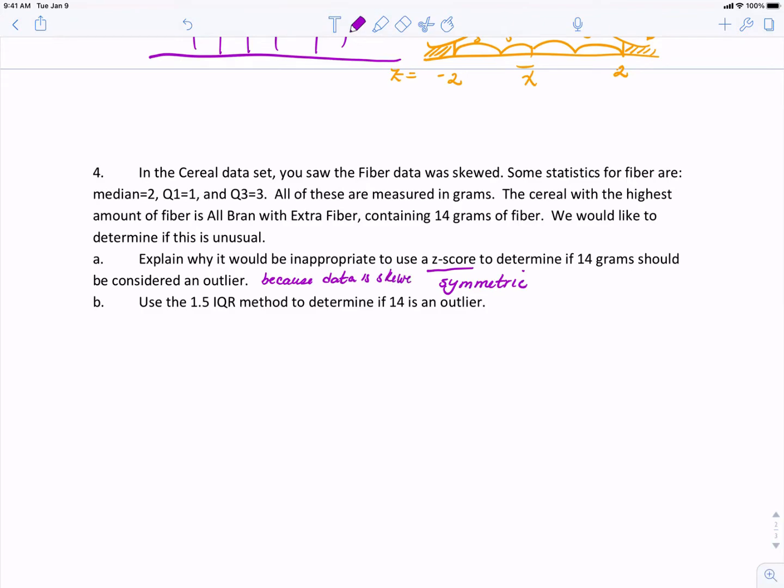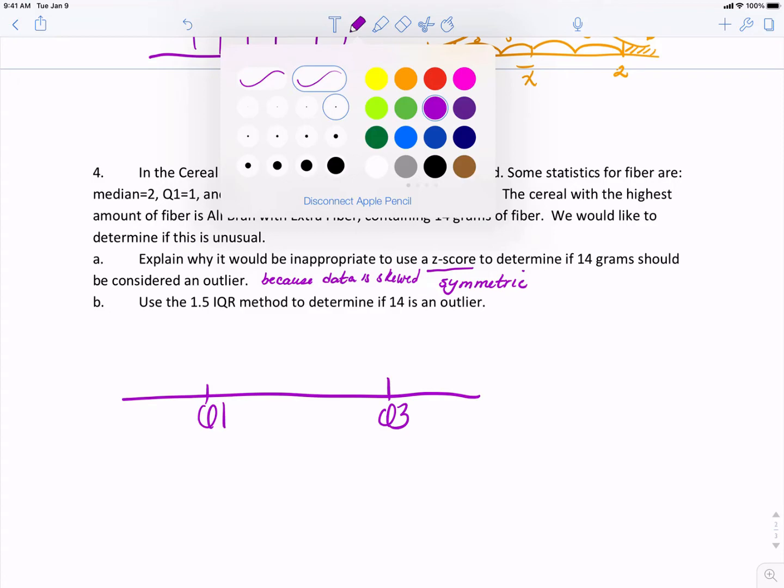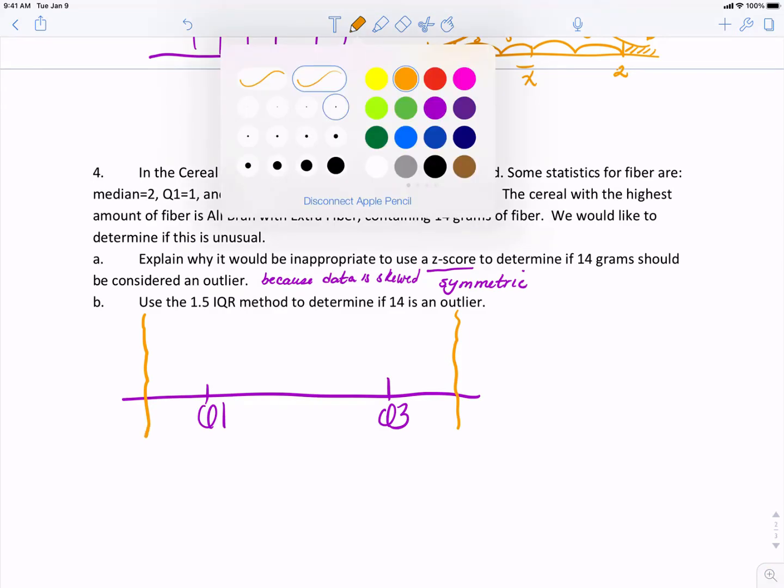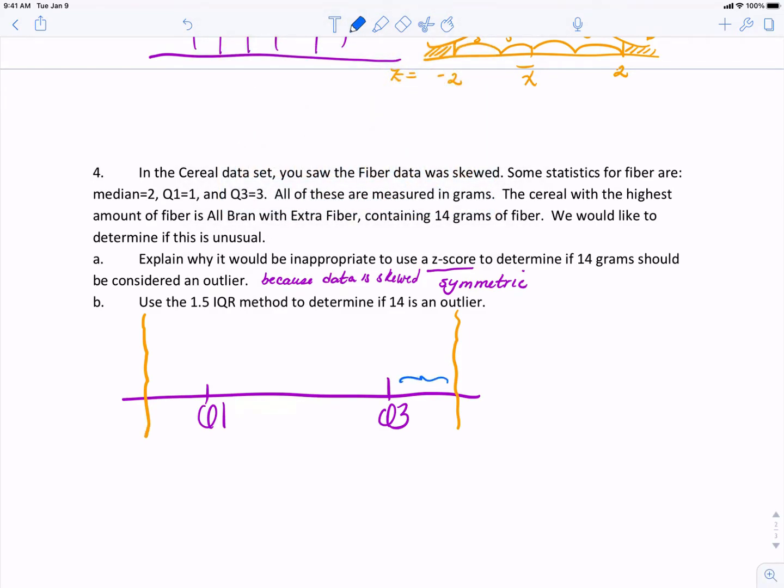So instead, we use a method called the 1.5 IQR method, and I always draw a picture of this, okay? So here's the idea. Here's Q3, our third quartile. Here's Q1, our first quartile. And there are two values which are called the fences, the upper fence and the lower fence. And the location of these fences are 1.5 IQRs above Q3 and 1.5 IQRs below Q1.